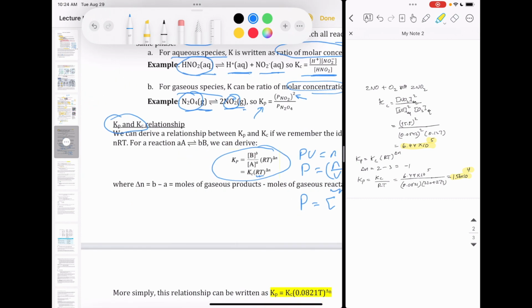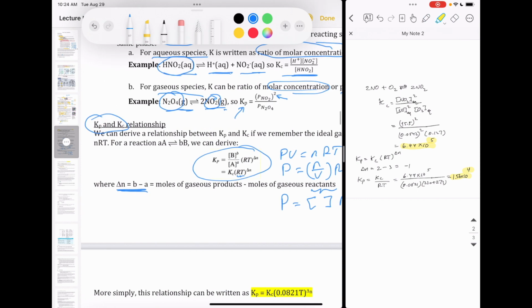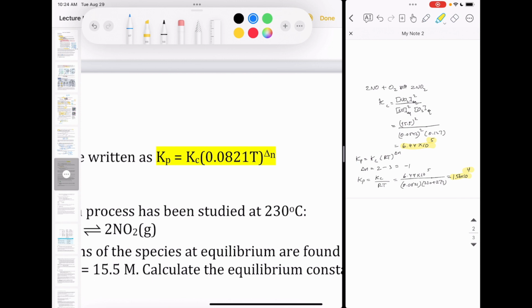So delta N is just the sum of all the gas product coefficients minus the sum of all the reactant coefficients, okay? And this applies only to gas, so we're only taking the gaseous species in the reaction. You can see that the final equation is just that: Kp equals Kc (RT) to the power of delta N.